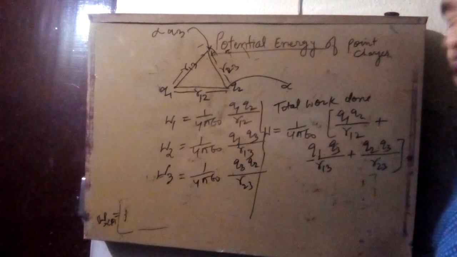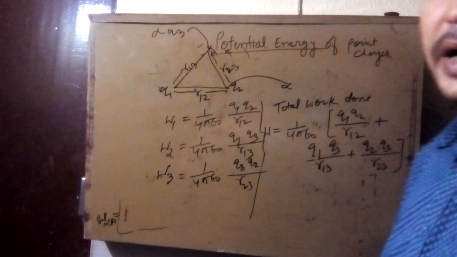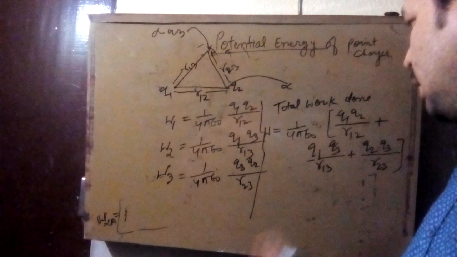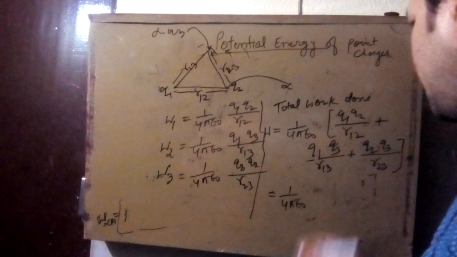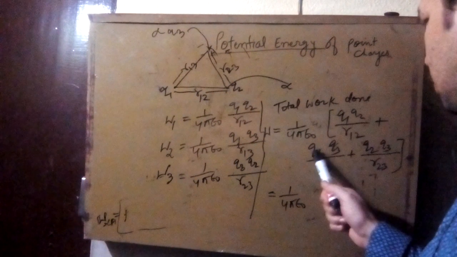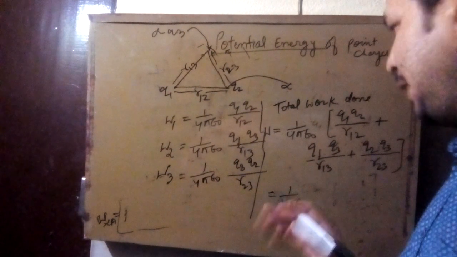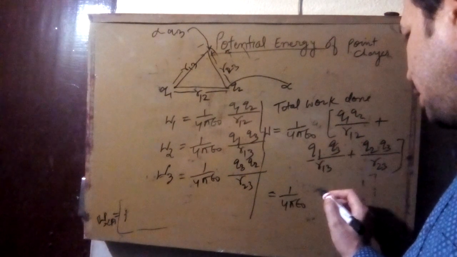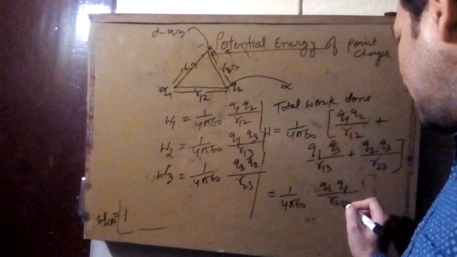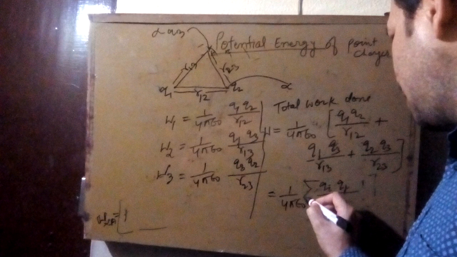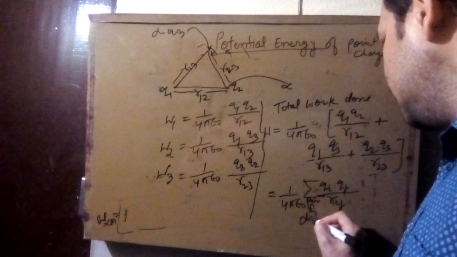So this is the total work done, and you can write this total work done in general form also. And what is the general form? 1 by 4 pi epsilon naught. You can see the pattern 1 2, 1 3, 2 3. Actually you have to make the pair of the two charges and the distance between them. So you can write Qi Qj by Rij, for pairs of charges.